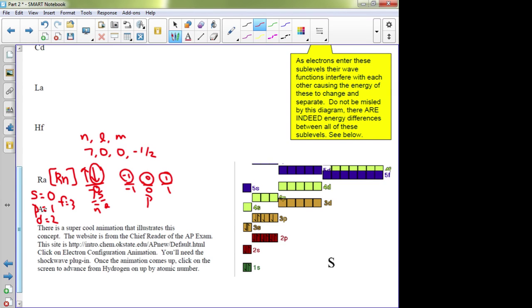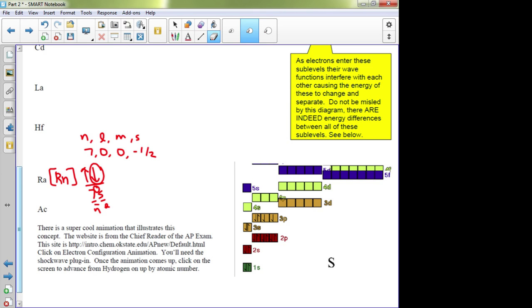Okay? And then where do I get S from? That's the arrow. If it's an up arrow, we say it is a positive 1/2. If it's a down arrow, we say it is a negative 1/2. We see this? We feel good about this? We should feel good about this. Okay? I'm hoping that we feel good about this.